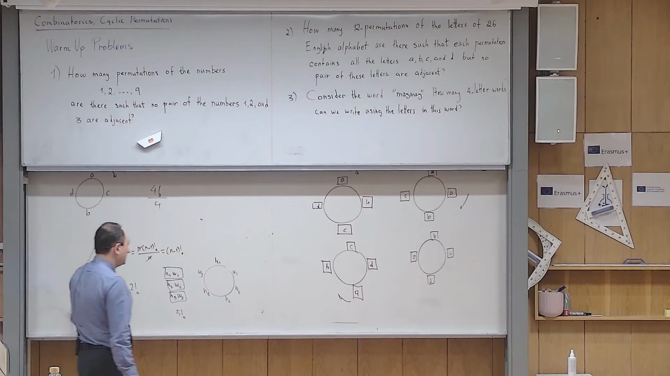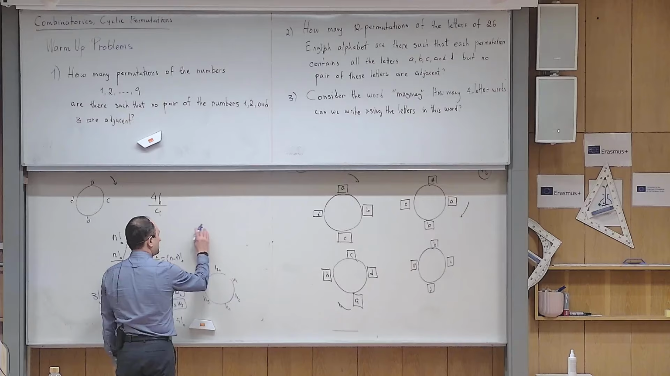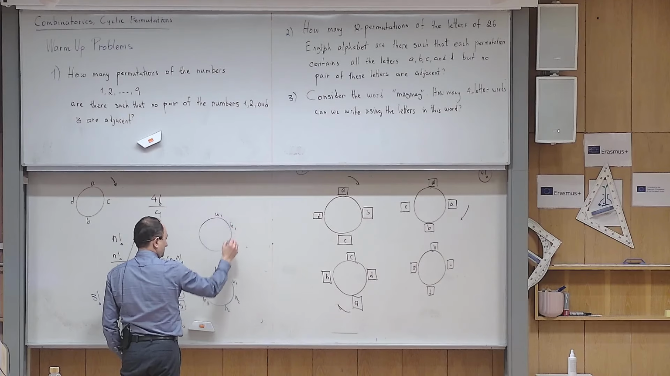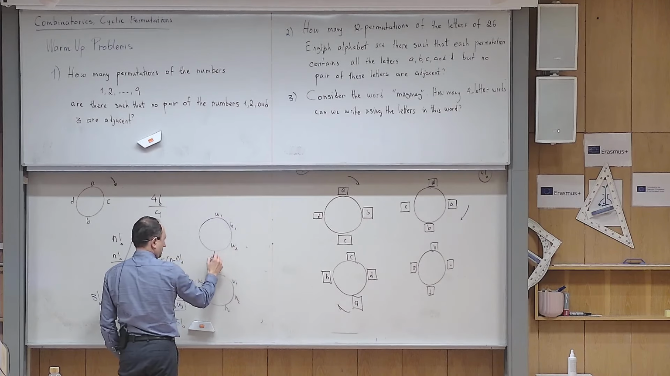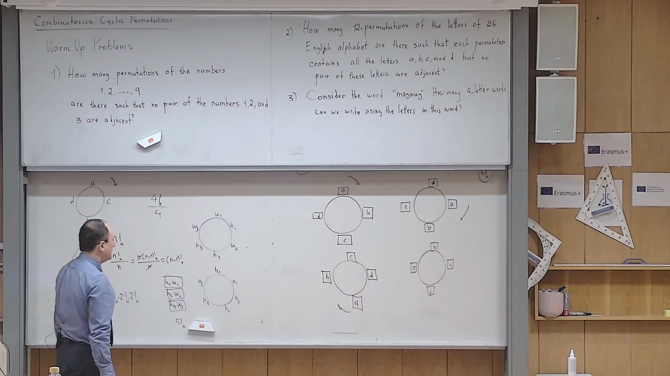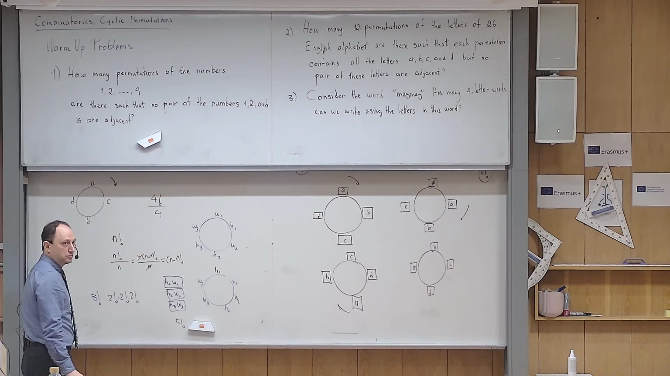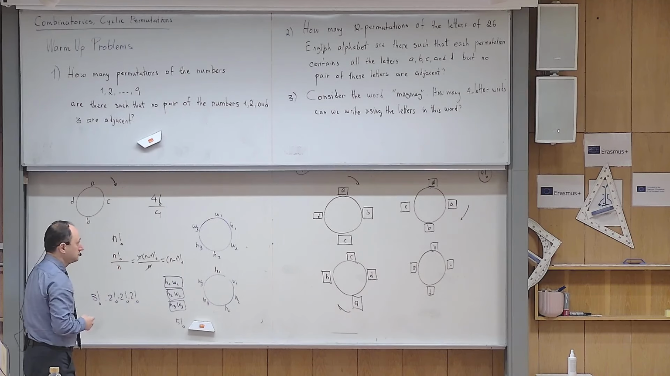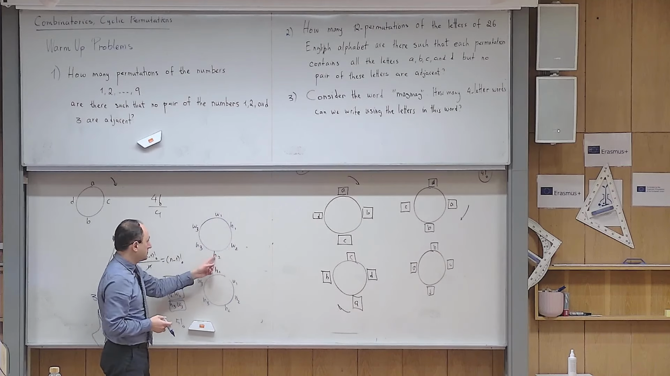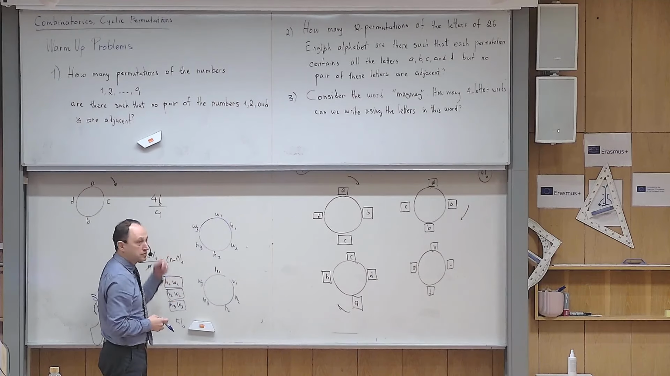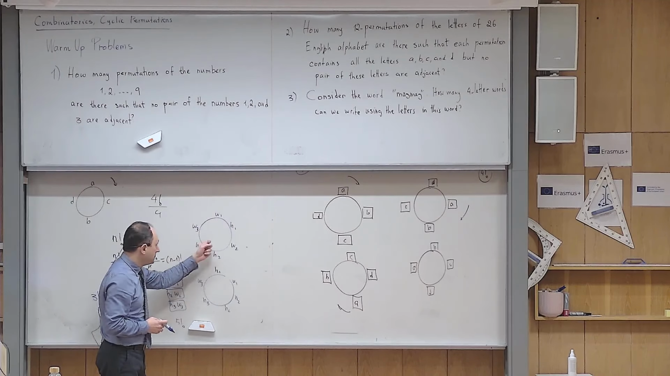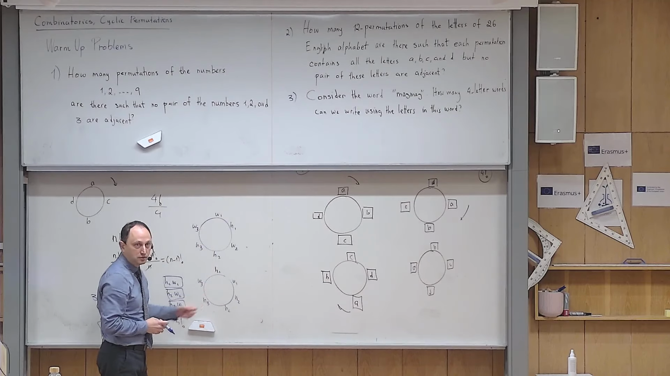Okay, for example, let me ask you this question. Do you think that if I draw this scenario, okay, first of all, is it an acceptable arrangement according to my desire? Yes or no? Yes, because still this wife is sitting next to her husband, this wife is sitting next to her husband, and this wife is also sitting next to her husband. So that is an acceptable scenario for me. But is this scenario different from this or not?